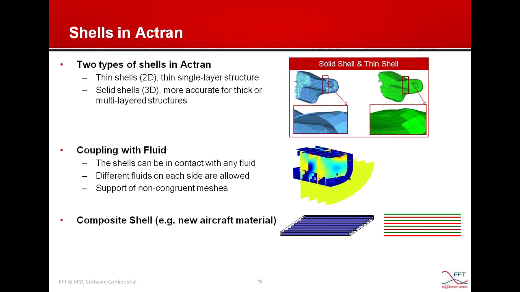In Actran, we can also model composite shells, described by a succession of plies, and on each layer of the plies, a fiber-like material can be modeled. This type of material is more and more used in the aircraft material of new generation.